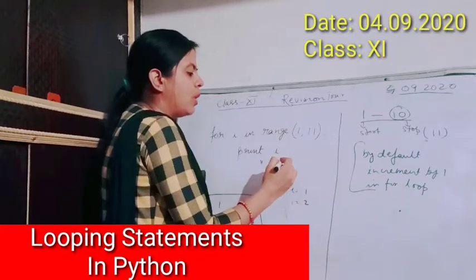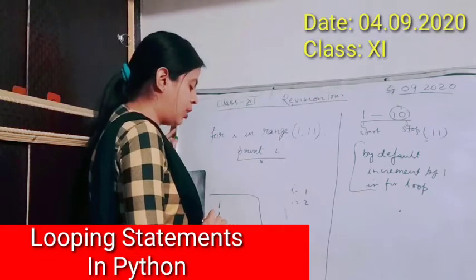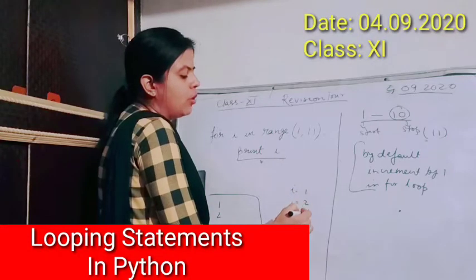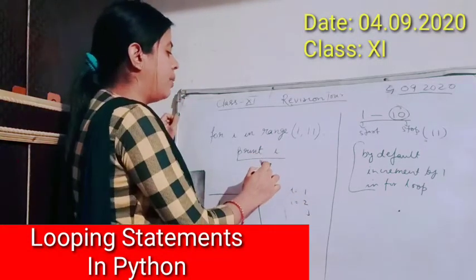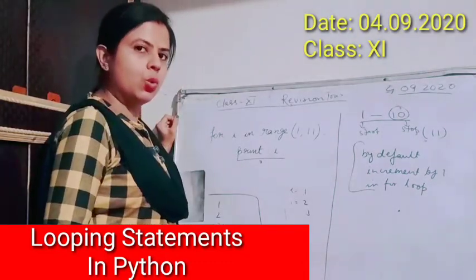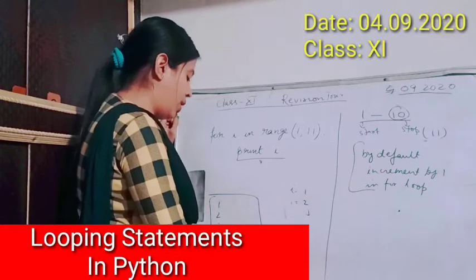So again, the loop will go to the second line wherein it will get the print statement. It will print 2 here. Now again it will be incremented by 1, so the value of i will be 3 and the print i statement will print 3. So on, continuing the loop, it will go till 10 and you will get the values from 1 to 10.